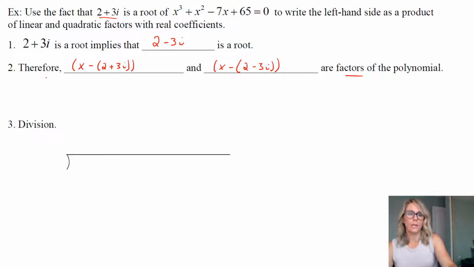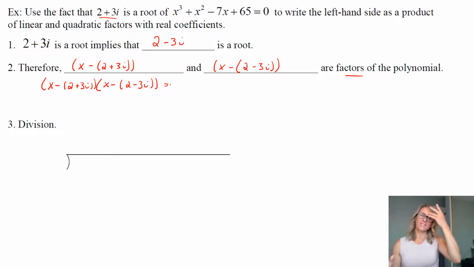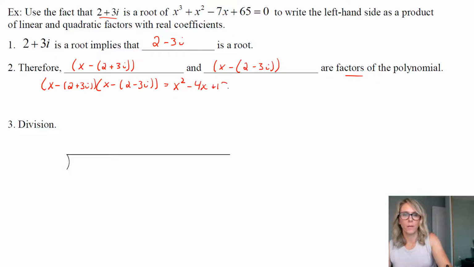Now, if you were to take x minus (2 plus 3i) and multiply that by x minus (2 minus 3i), if you want, you can try that, see what you get. It actually comes out to be pretty nice. If you multiply it out, you're going to have x squared minus 4x plus 13. And it kind of makes sense because if you were to do the quadratic formula on that, sometimes you get complex values. So it does come out to a quadratic with real number coefficients.